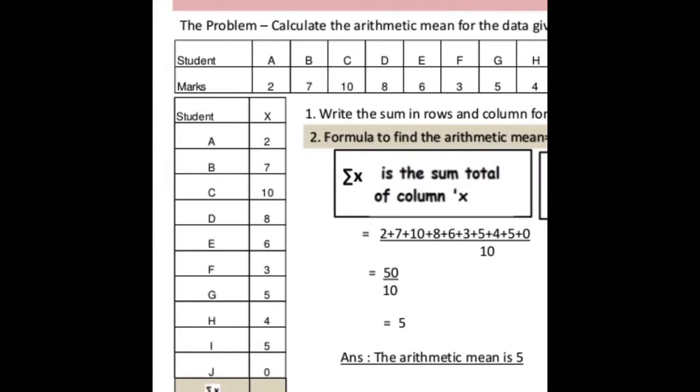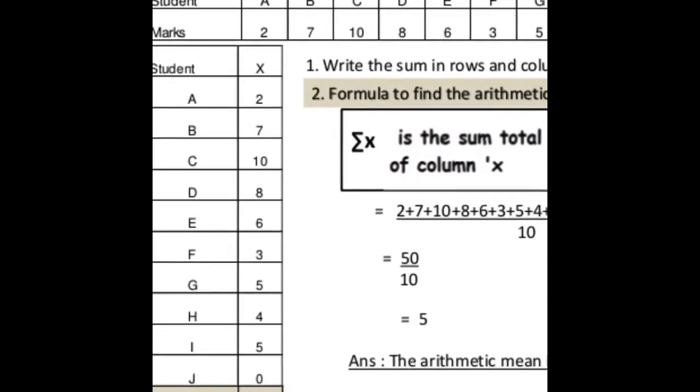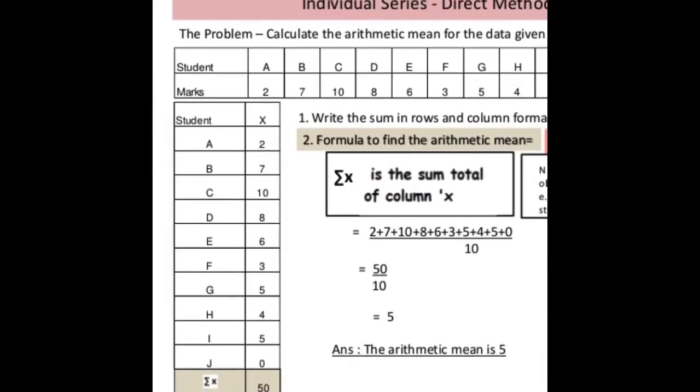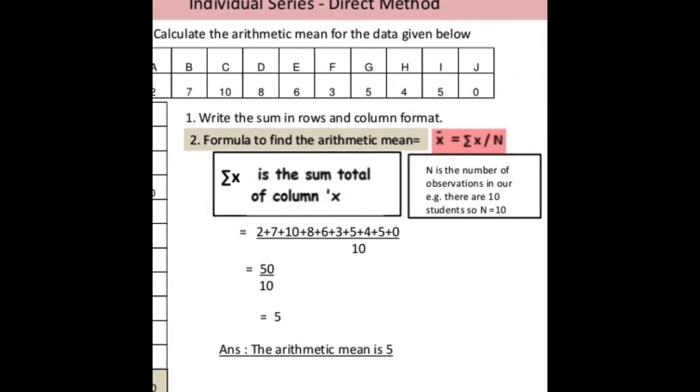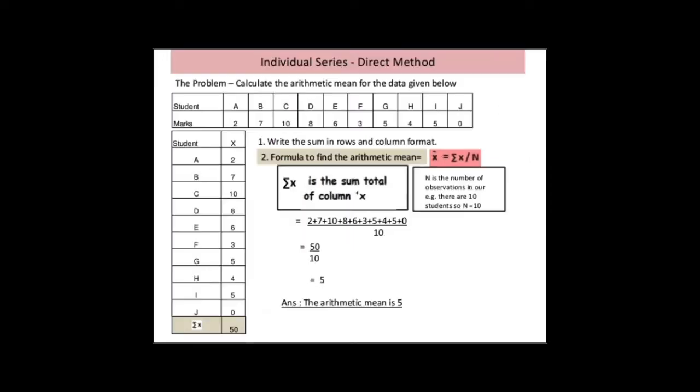Now all we need to do is that we have to add the values of x, which comes to 50. The number of students, as we have already seen, is 10. So sigma x is 50 and n is 10. So 5 is the mean or arithmetic mean. This was the direct method.